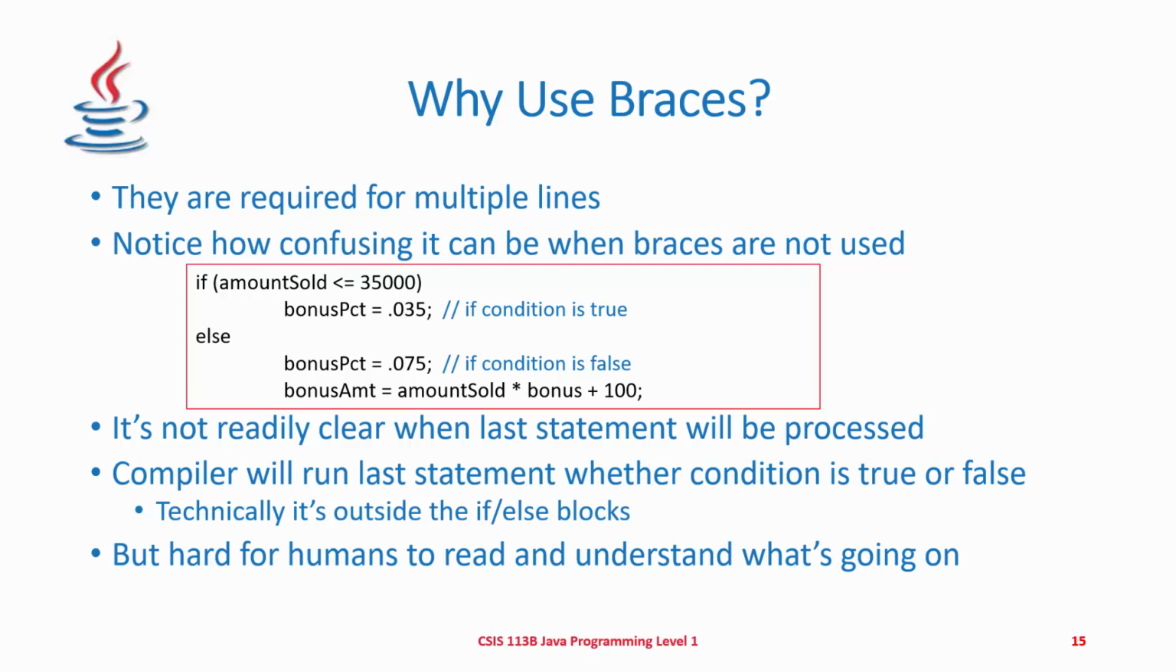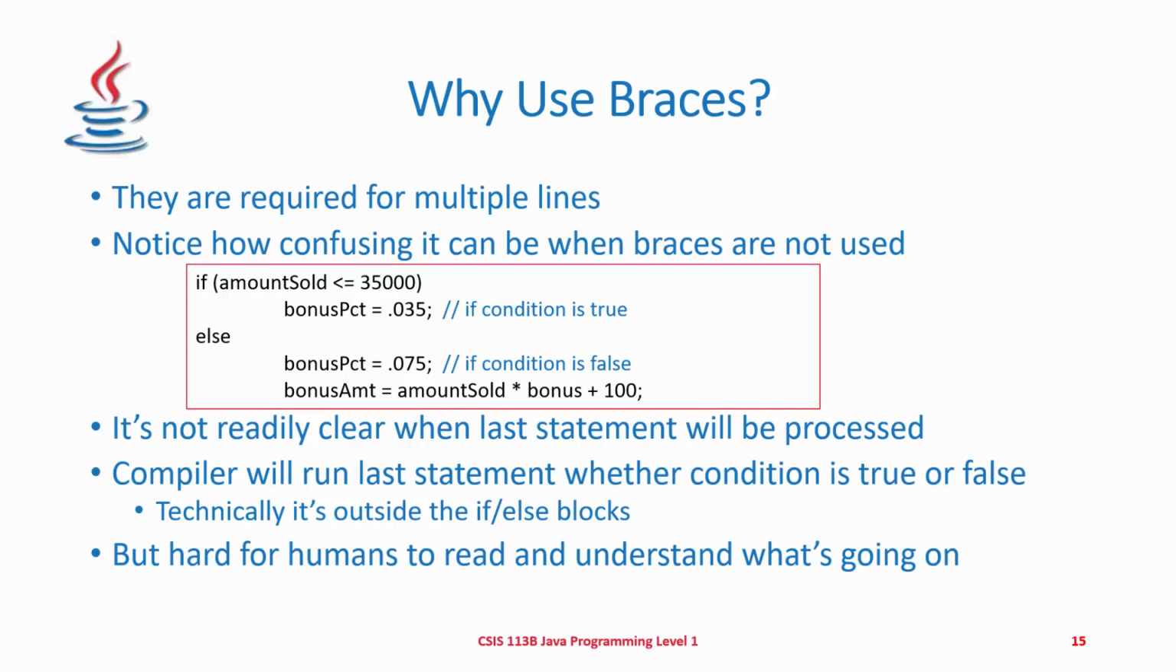Why use braces? Well, they are required for multiple statements. The example you can see will demonstrate to you how confusing it can be when the braces aren't used. So when you take a look at it, it could read if amount sold less than or equal to 35,000, if that's true, then go ahead and output the bonus percentage as 0.035, else output the bonus percentage as 0.075. And then the question is, well, that next line, the last line, does that go only with the else? Or does that get processed in either case, the true or the false case?